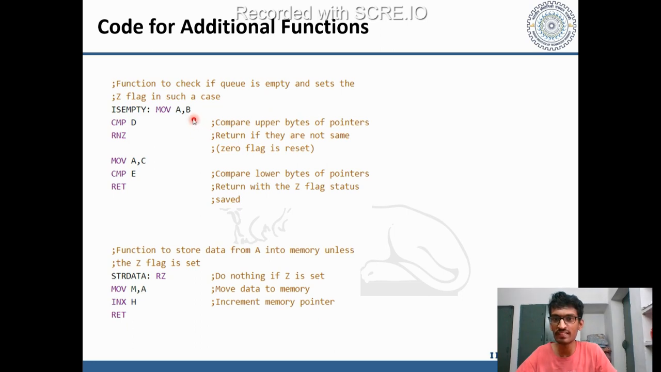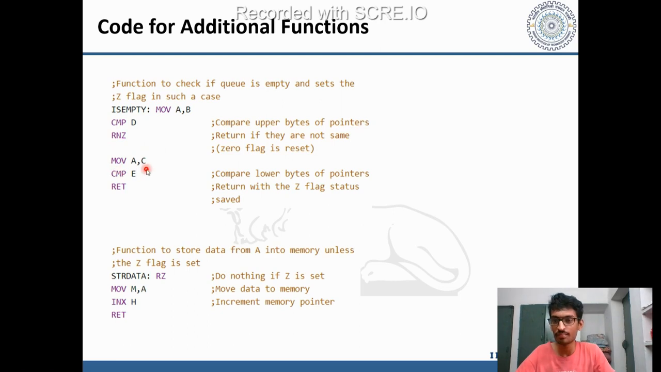So first we need to compare the upper bytes of data. I've moved the data from B into A and then compared that value with D. Now if both of these upper bytes of the pointers are equal, then I need to compare the lower bytes to check whether the pointers are in fact equal or not. But if they are different, then I can immediately return, because if the upper bytes are different, the two pointers will be different. That's why I have written RNZ, a return if not zero.